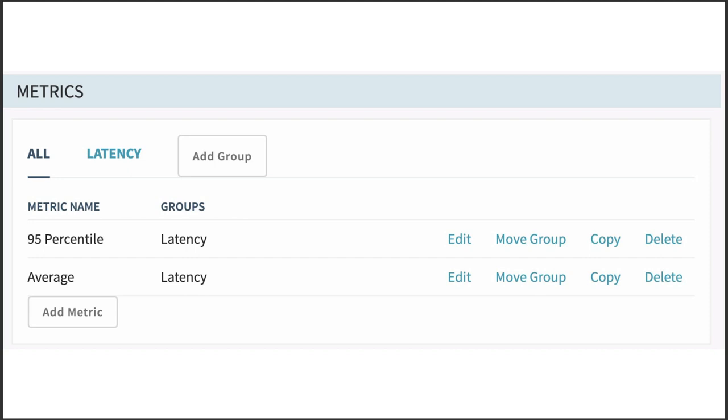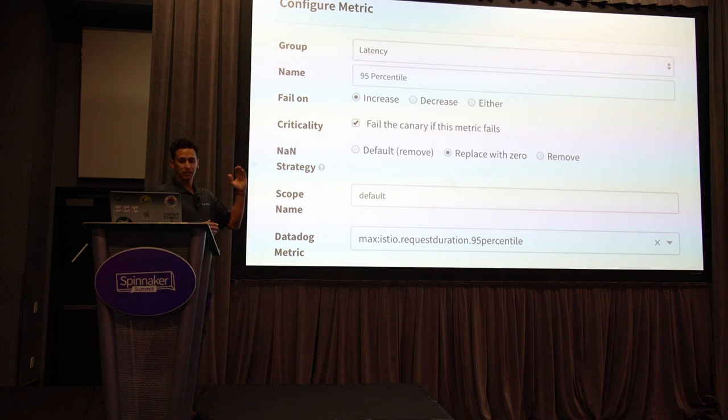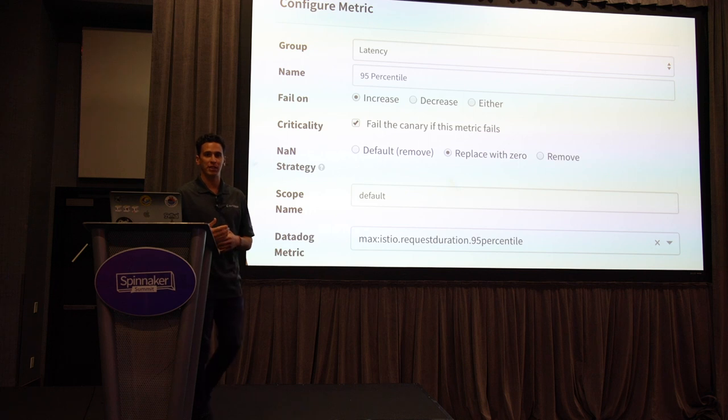You then define your metrics. Those metrics can be put into groups. The significance of groups is going to be apparent in a few slides. But for us, all we use out of the box is latency, 95p and average latency. Those are defined here. You give your metric name, scope. You can also have a little more fine-grained control of how powerful you want those metrics to be or how opinionated you want your Canary analysis to be in terms of this metric.